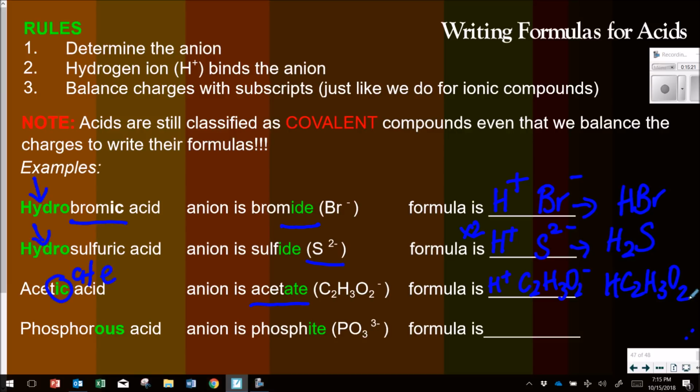Finally, phosphorous acid. Again, I don't have hydro in front of the name, so I have an oxyacid. It ends in ous, which means that my polyatomic ion had to end in ite. Therefore, it is phosphite, which is PO3 with a charge of -3. So I balance the charges with H plus and then PO3 3 minus. They don't balance, so I have to multiply the H by 3 to balance it out. And I will have H3PO3 for my final formula.